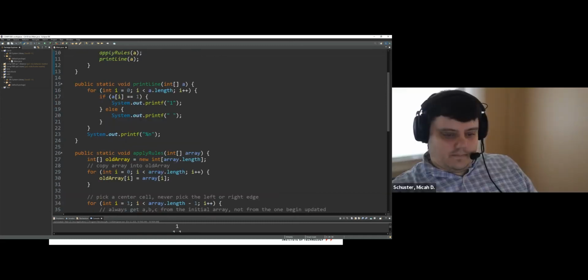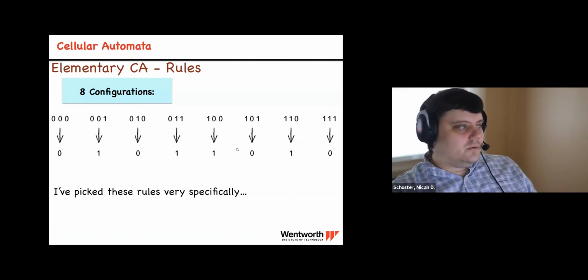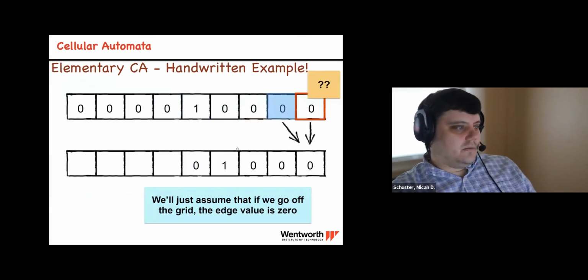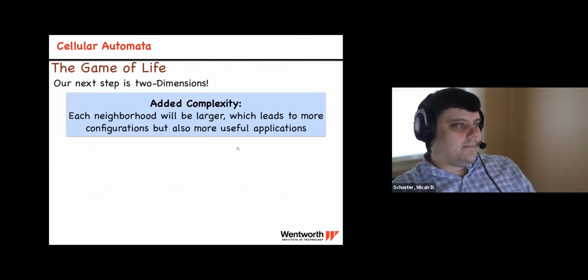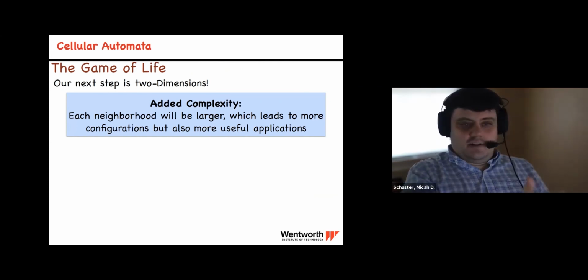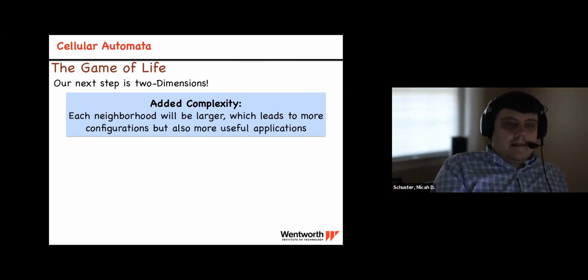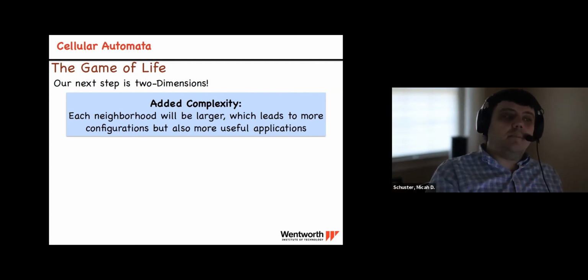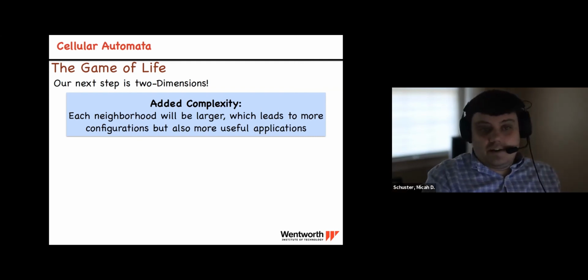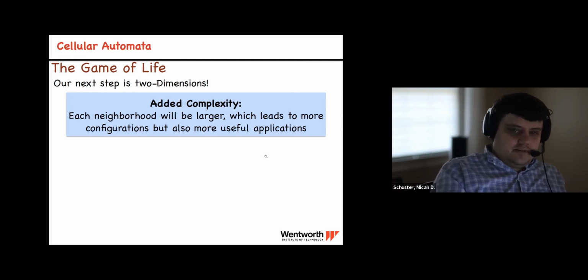All right, so back to here. Let's go back down to where we were at. All right, so Game of Life is 2 dimensions. So this adds complexity. Our neighborhood is going to be bigger. But that means more configurations, but also more useful or interesting applications.